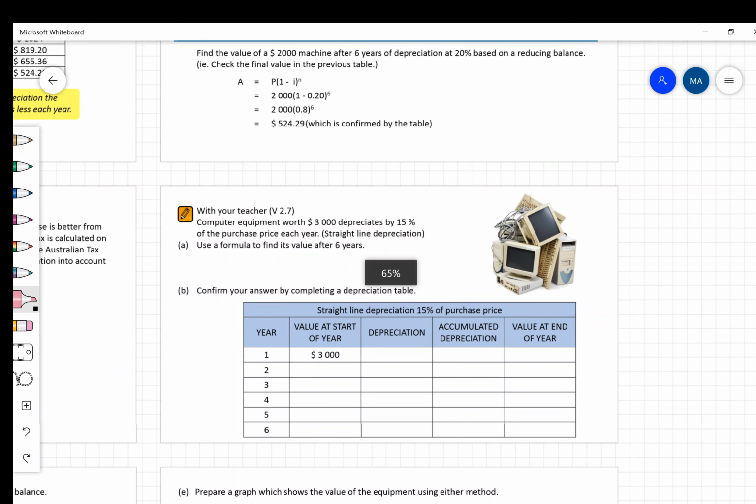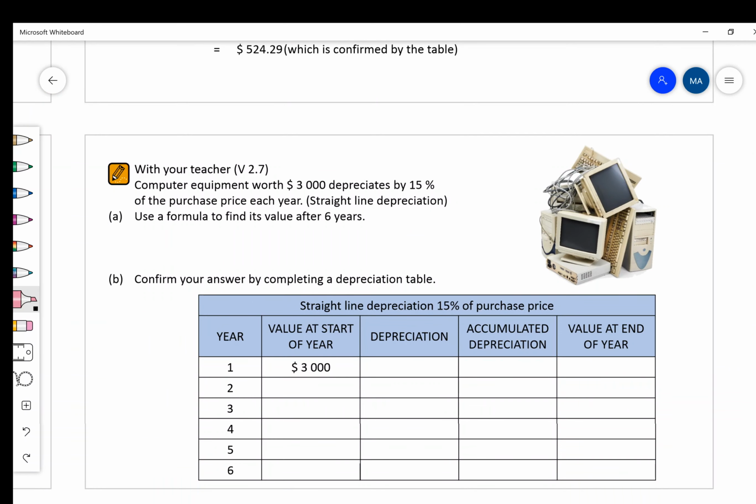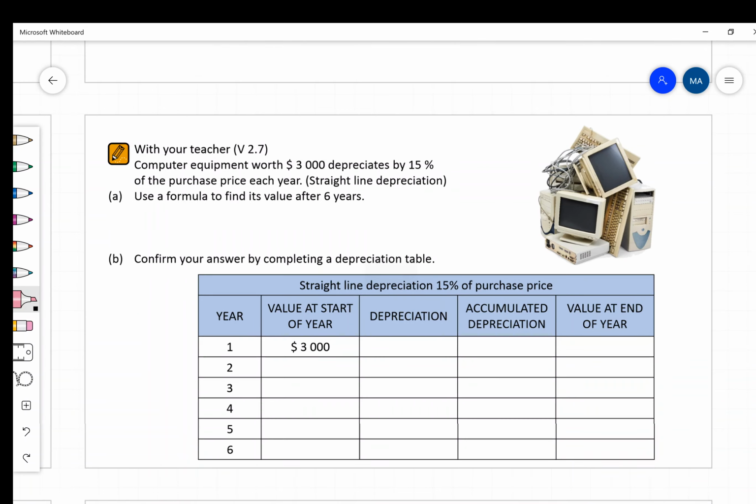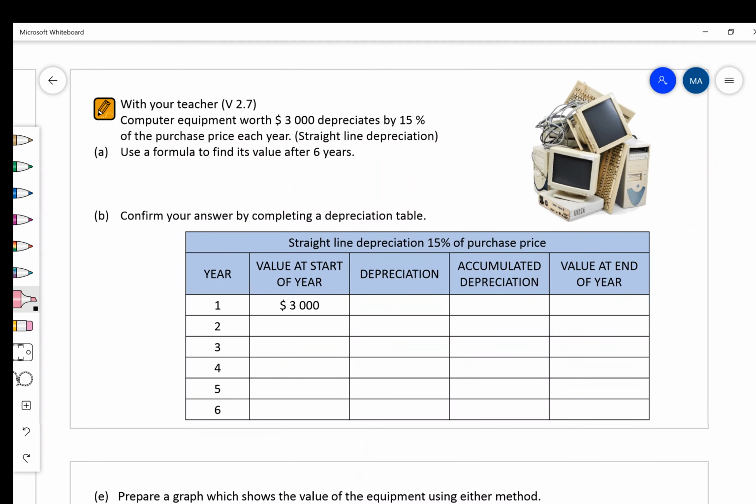So let's have a look at this example and complete it using the straight line method. We've got computer equipment worth $3,000. It depreciates by 15% of the purchase price each year. Use a formula to find its value after 6 years. The general equation looks like this: V equals negative DN plus C. So what we need to do is calculate values for D and C and put them into the formula. V and N just stay as they are.